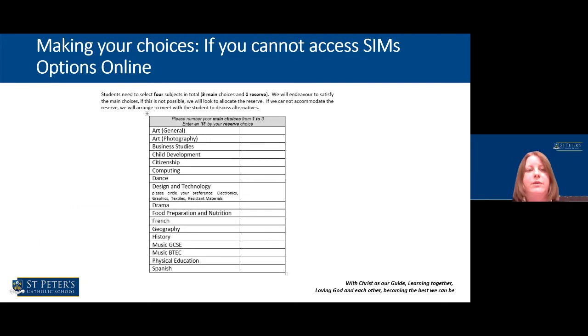So that's just an image there of the form. That's what it will look like if you do need to have a paper form. Because you are filling it out by hand, you'll need to put 1, 2, 3 in to show which is your first, second and third choice, and then an R for the reserve, so that it's clear which one is which. It says on this form, and it's an important thing for me to mention, that in the very, very rare occasions that a student might have more than one option that we can't accommodate, or we can't accommodate the reserve as well as one of their options, we would be in contact.